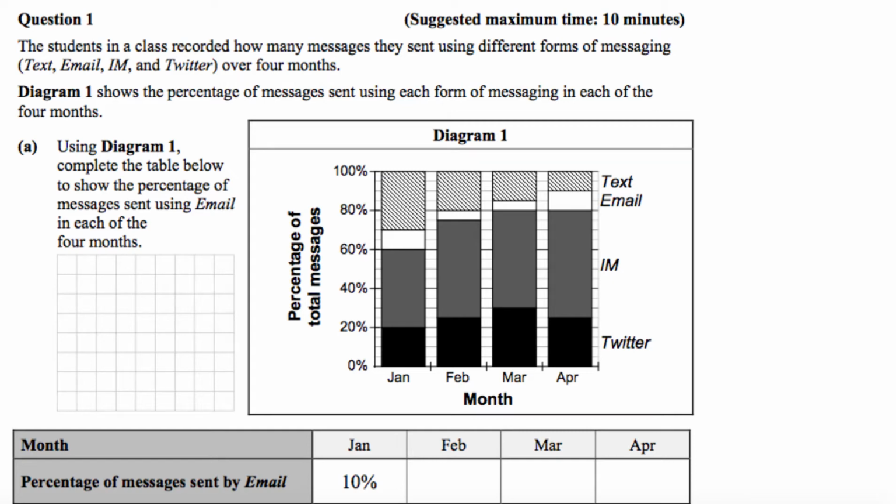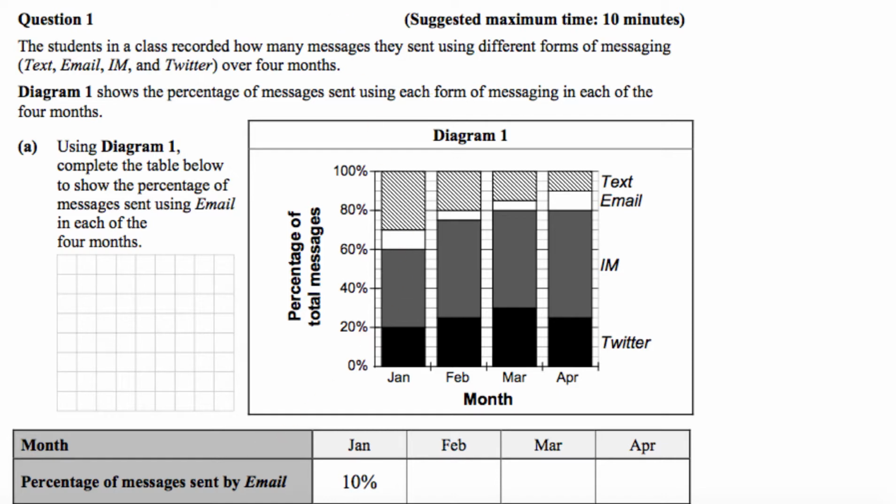So this is the 2015 Junior Cert Higher Level Paper 2 and we're looking at question number 1. The students in a class recorded how many messages they sent using different forms of messaging: text, email, IM and Twitter over 4 months. Diagram 1 shows the percentage of messages sent using each form of messaging in each of the 4 months. Part A says, using diagram 1, complete the table below to show the percentage of messages sent using email in each of the 4 months.